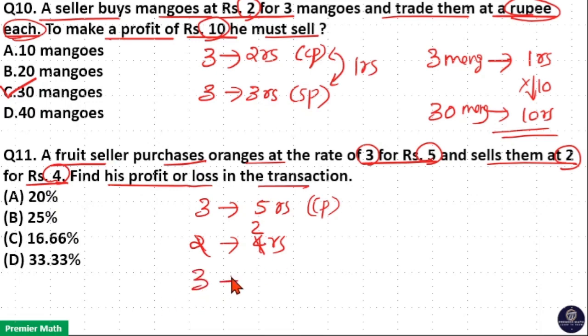Which means 3 mangoes he sells at 3 into 2, 6 rupees. So this is the sell price. Now difference between cost price and sell price is 1 rupees.